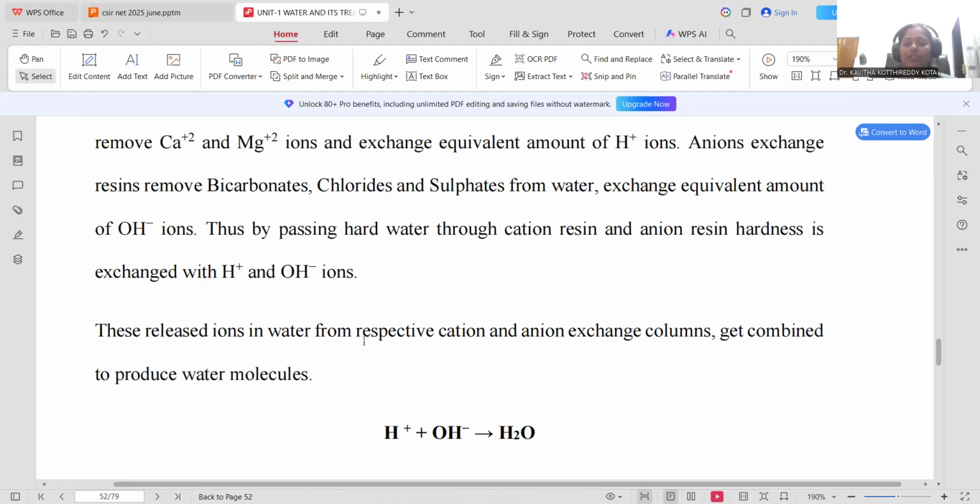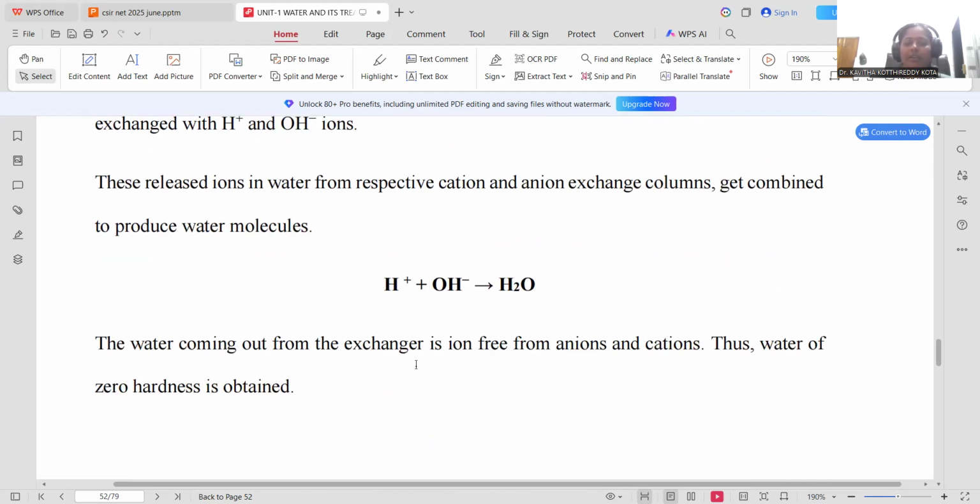These released ions in the water, from the respective cation and anion exchanging columns, get combined to produce water as the final product. The water coming out from the exchanger is free from all the anions and cations, and zero hardness is achieved by this ion exchange process.